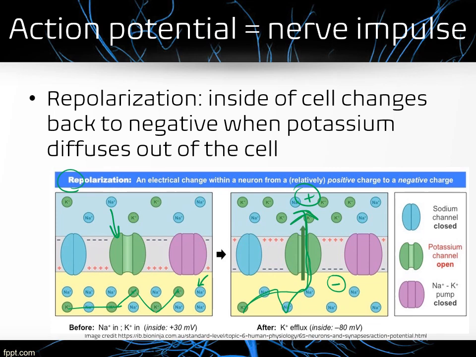So we had set up that polarity of positive outside to negative inside. In depolarization, we let the sodium in, which flipped it from positive outside and negative inside to negative outside and positive inside. But now we're going to repolarize the cell, and go back to positive outside and negative inside. We do that again by opening the potassium gate, which allows the potassium to flow out. We call that efflux. Potassium flows out, and then we have repolarization. We go back to negative.